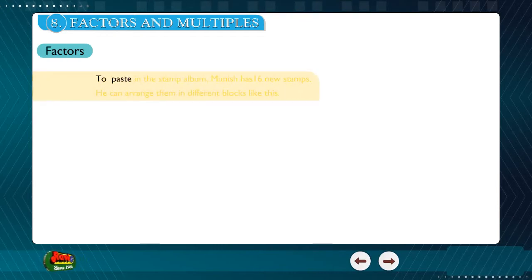Chapter 8, Factors and Multiples. Factors. To paste in the stamp album, Munish has 16 new stamps.